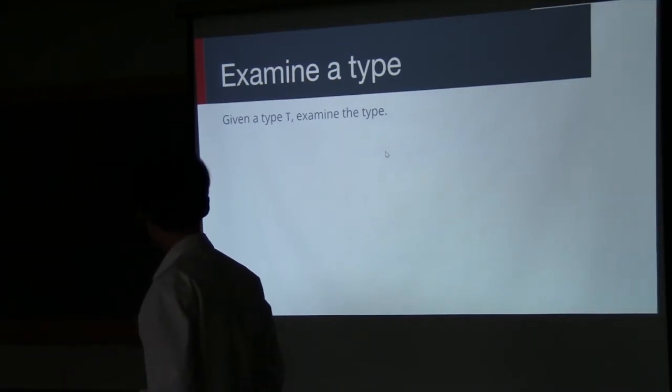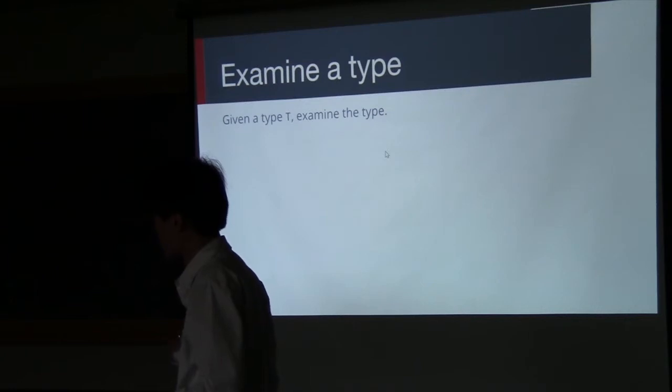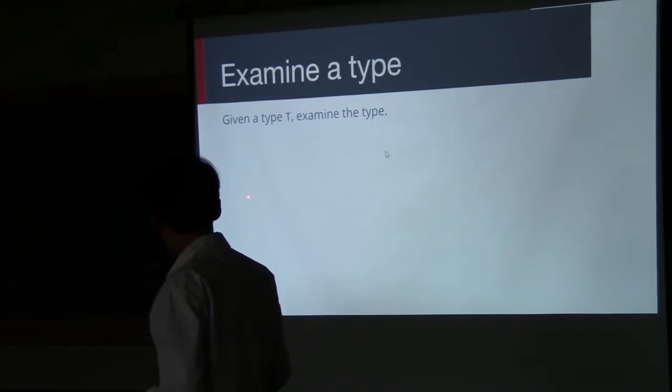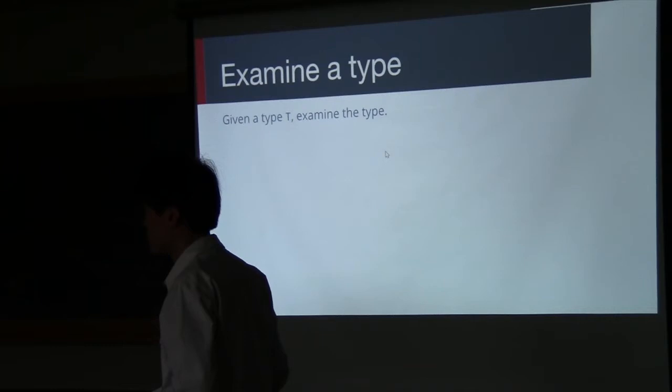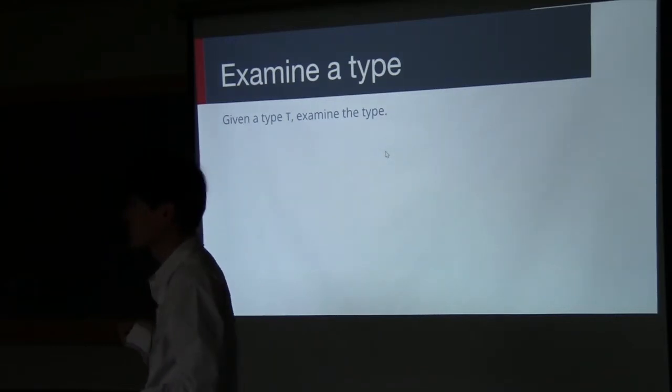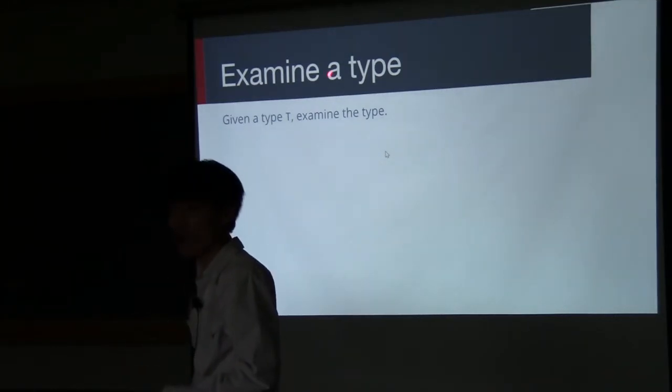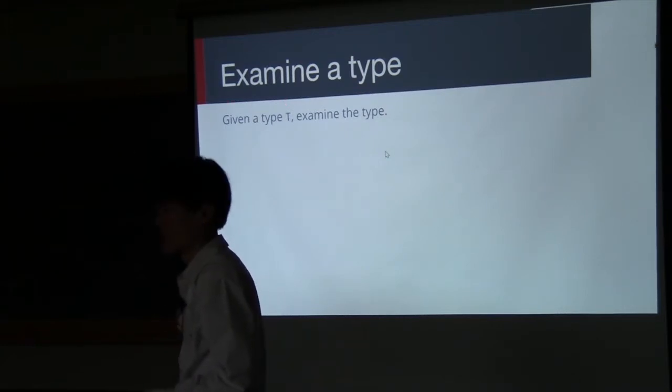The first topic: the generic selection expression examines a controlling expression, right? How do we examine a type? Like, I have a template, so I already have the type. How do I examine the type in the generic selection expression?